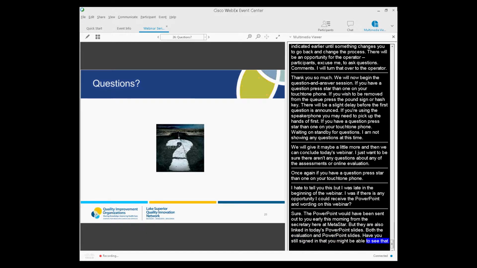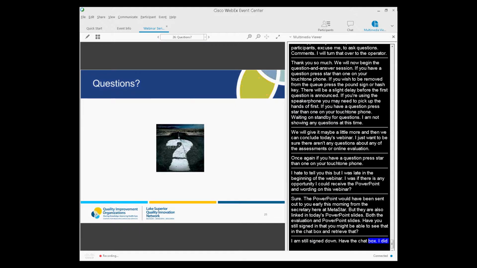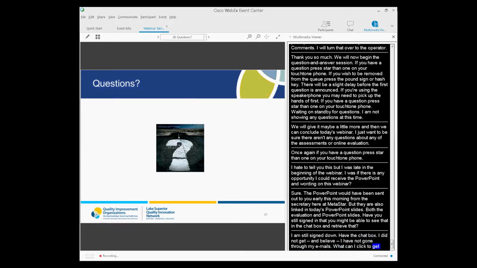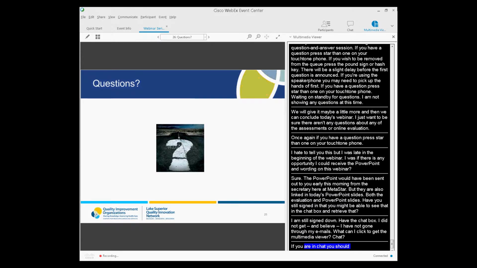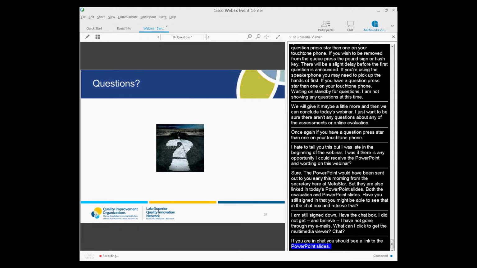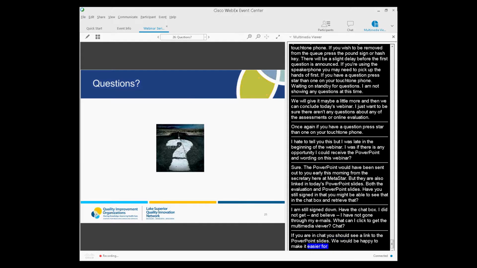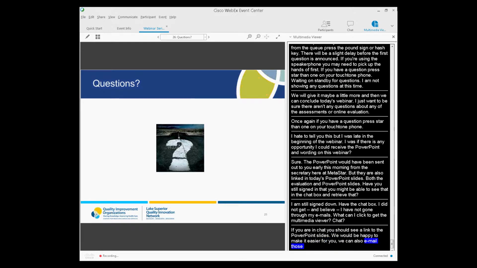I am still signed in, so I've got the chat box. I don't believe I received the email, but I haven't gotten through all my emails, so what can I click to get the multimedia viewer? If you're in chat, you should see a link to the PowerPoint slides. And we'd be happy to make it easier for you. We can also re-email those to you. That would be helpful. Absolutely. Okay. Thank you. You're welcome.